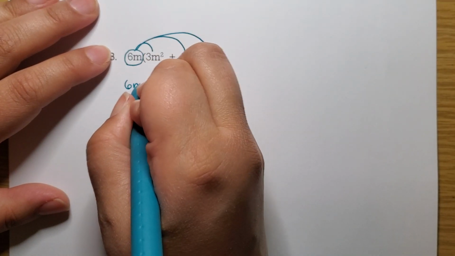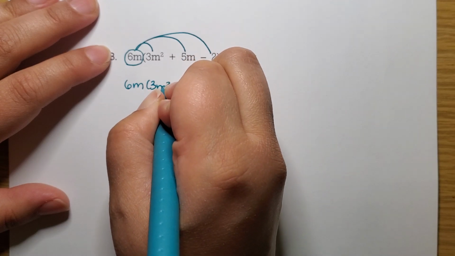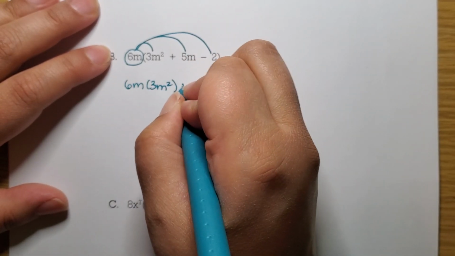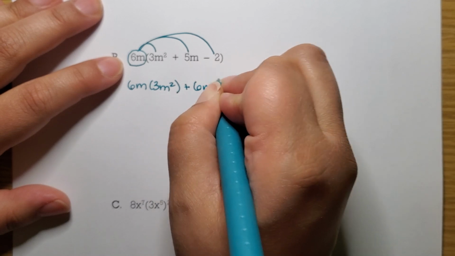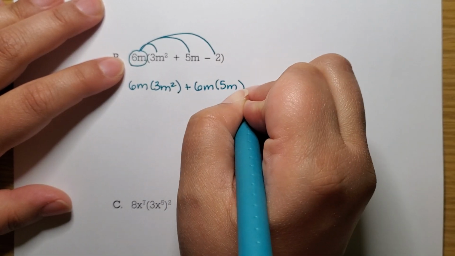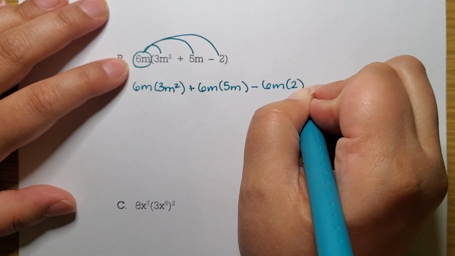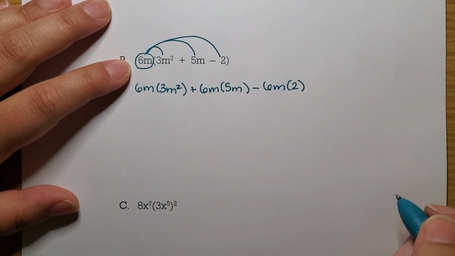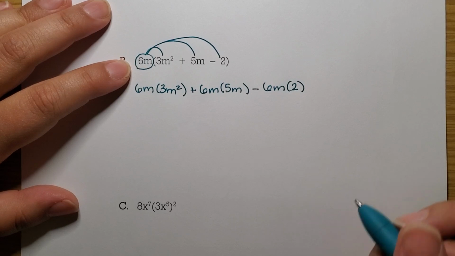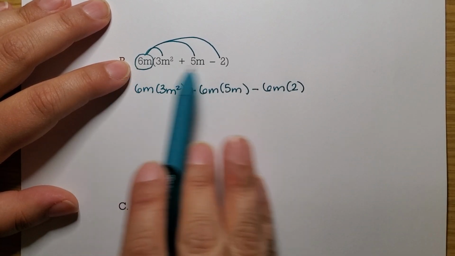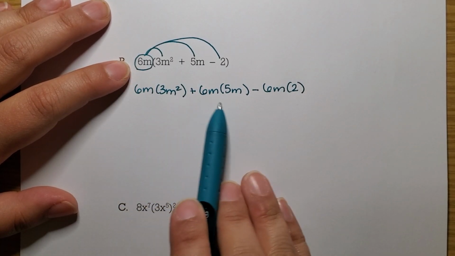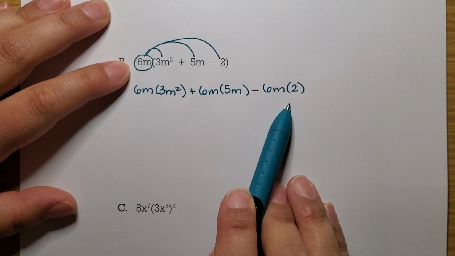I'm going to write my 6m times 3m squared plus 6m times 5m minus 6m times 2. Okay, so we did our distributing. Now I've got these chunks that I can simplify.